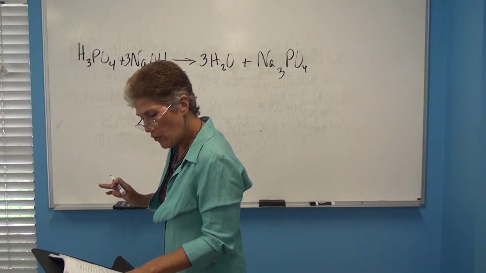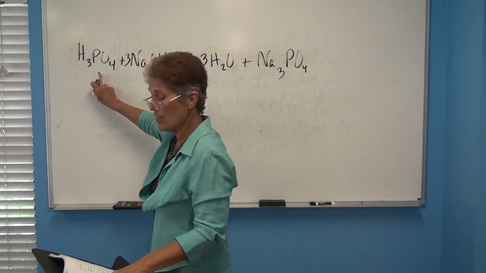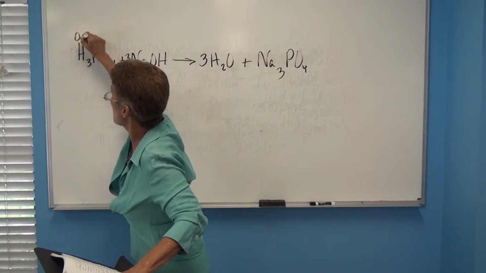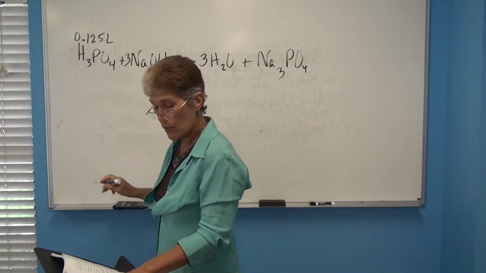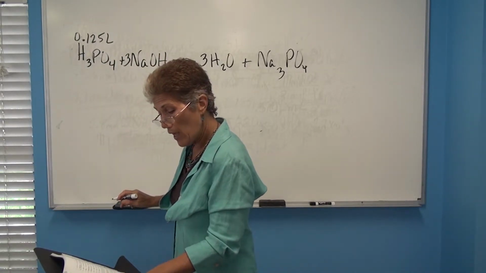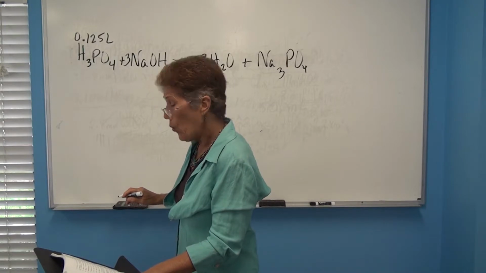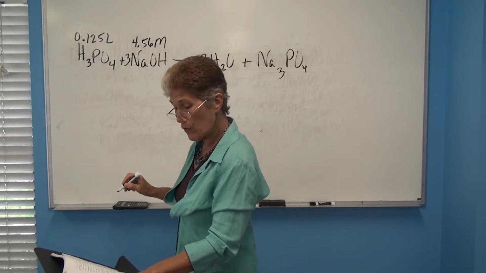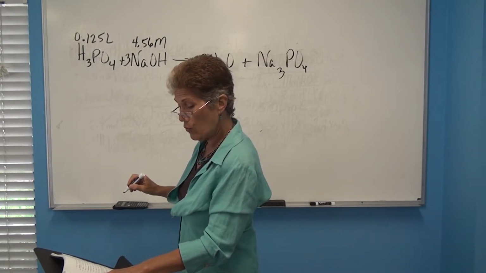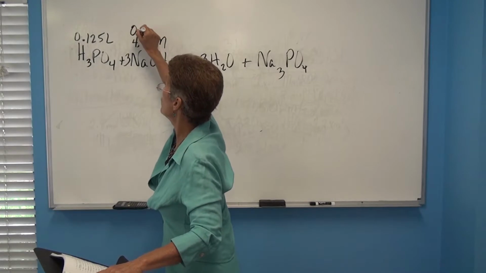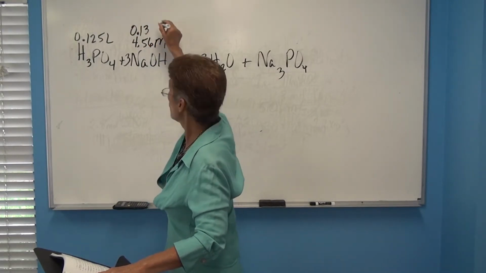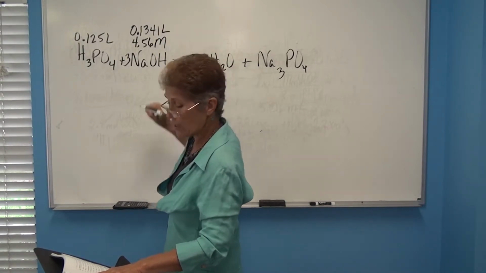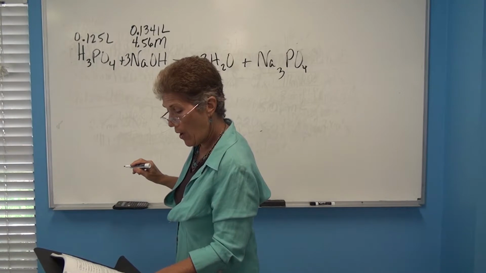Then we're told that we have 125 mils of this solution, the phosphoric acid solution, and I'm going to go ahead and move my decimal place back 3 and make that liters. So that's readily accessible for what I need it for. If you titrate this solution with a 4.56 molar solution of sodium hydroxide and you reach the end point, and I'm going to move my mils to liters. I'm going to put 0.1341, and that would be liters. It's no longer mils of the base.